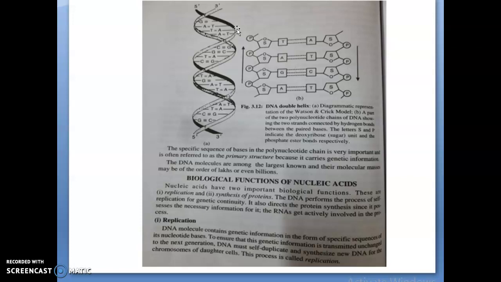In the next video we are going to discuss the biological functions of nucleic acids: replication and the biosynthesis of proteins.